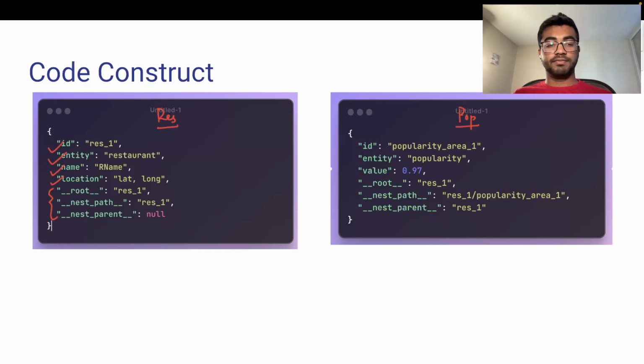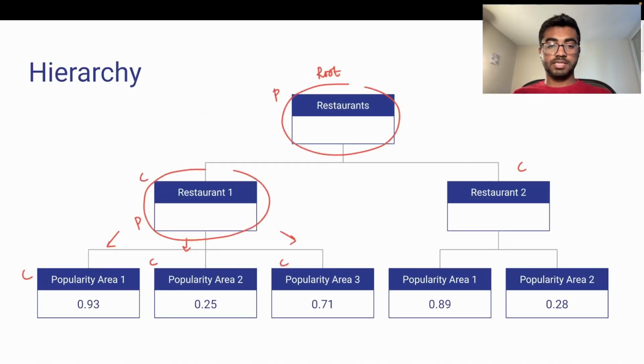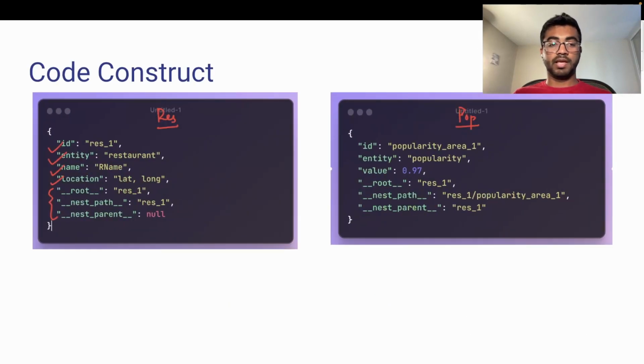Here the document itself is the root. So if you think back, in this case, this is the root. That's why we have restaurant 1 here as well. The nest path, that means the path from the root to itself, is rest1. There is nothing else, and there is no parent. That's why this field is null.